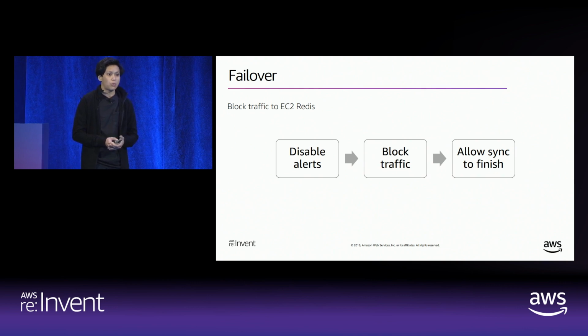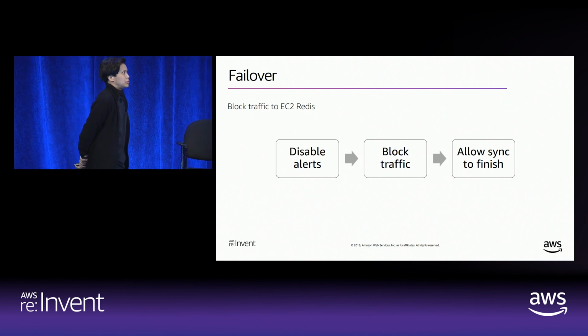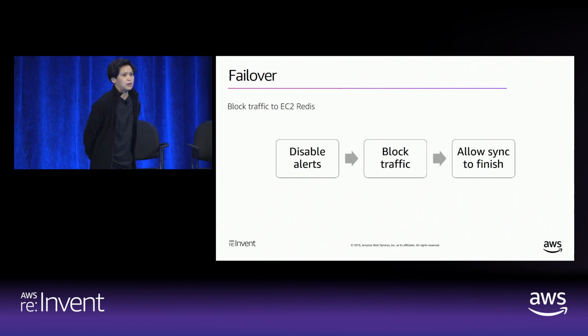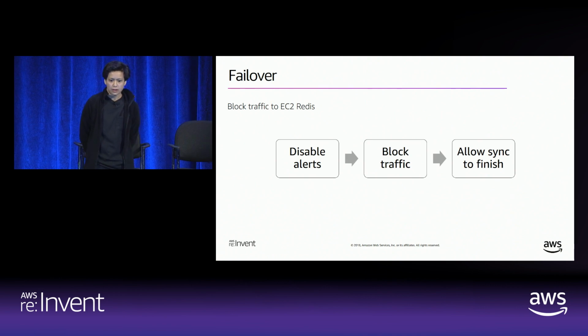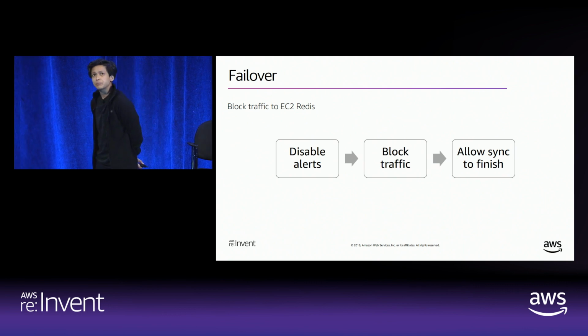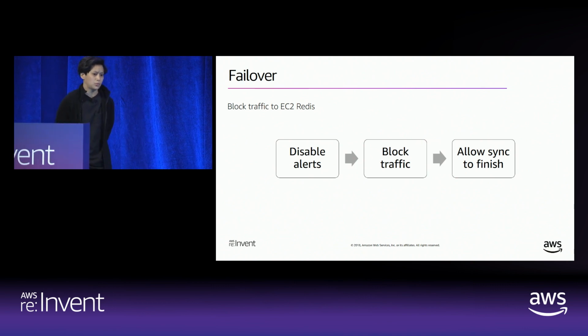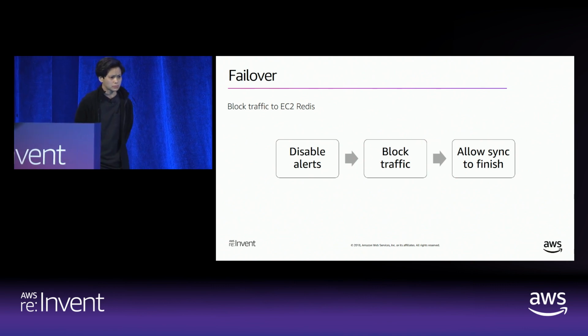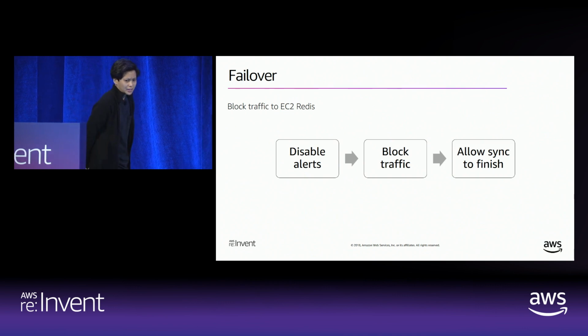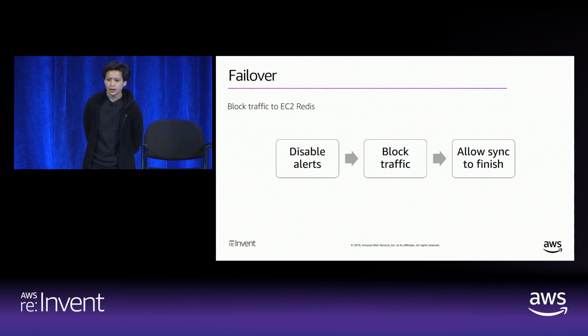We disable the alerts for EC2 Redis. We block the traffic, and we allow this sync to finish. We have to do this so that we don't lose any data. If we don't block traffic, writes will continue and sync will never finish, right? Or if we fail over without doing so, we'll lose data, right? Not all of the data, it will get to the replica once we switch over. So we disable alerts because you're about to take Redis traffic down. You block traffic.